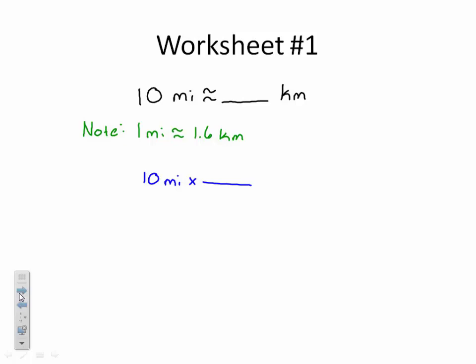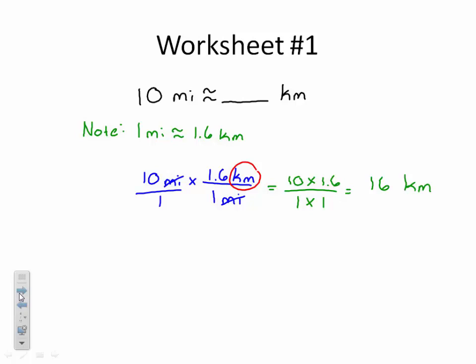We want to be able to cancel out our miles, so we're going to put our 1 mile on the bottom, and our 1.6 kilometers on the top. That allows us, when we make this into a fraction, our miles cancel out, and we're left with the kilometers, which is what we're looking for. Now we just need to multiply our numerators, which is 10 times 1.6, and our denominators, which now is 1 times 1. And we get 16 kilometers. So your answer should have been 16 kilometers.